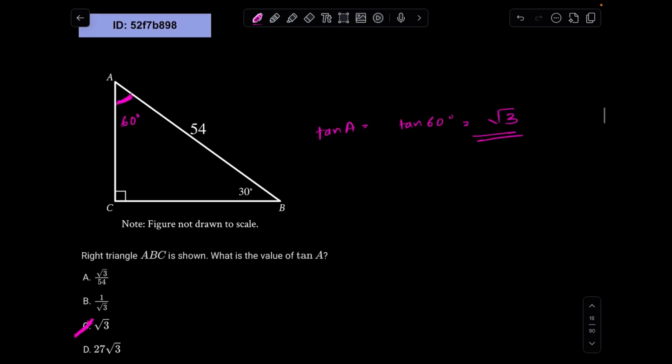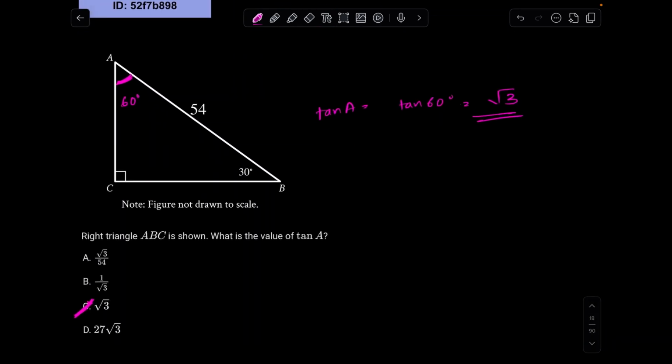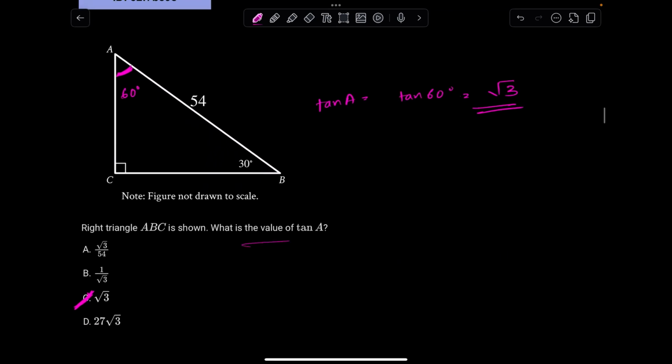Okay, moving forward to the next question. We are given a right angle triangle ABC. What is the value of tan A? So this is 30, this is 90, this is 30. Therefore, tan A should be tan 60, which is equal to root 3.